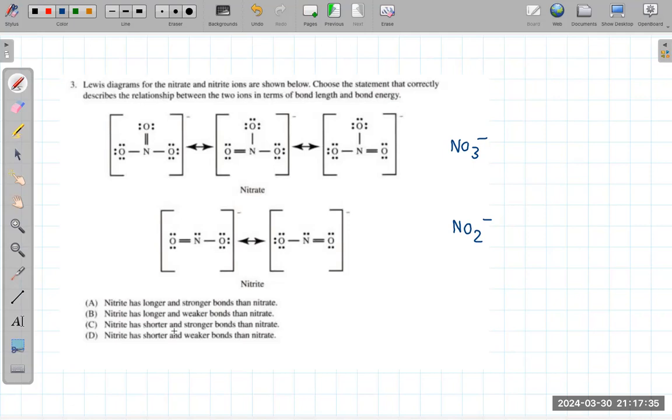Trying to compare them according to the number of bonds. I see the nitrate has 3 different Lewis diagrams with resonance between them, and the nitrite has 2 Lewis diagrams with resonance between them. So how is this going to affect the length of the bonds and the strength of the bonds? The more resonance you have, the stronger is the bond. The more resonance I have, the stronger will be the bonds.